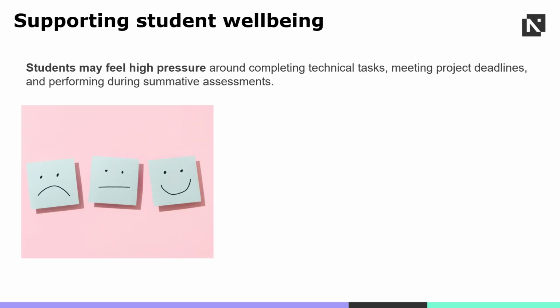It's important to recognise that students often feel pressure in Year 2, especially around their occupational specialism projects and assessment deadlines. That's why creating a learning culture that values progress over perfection is key.